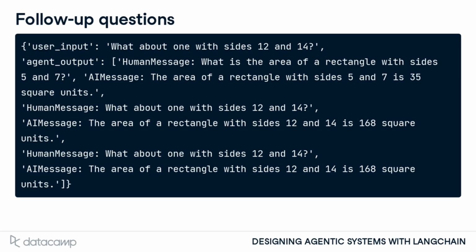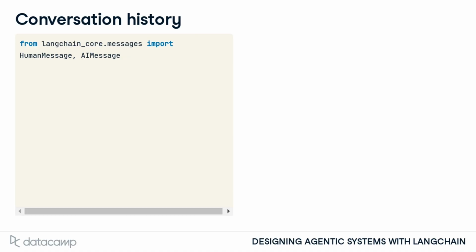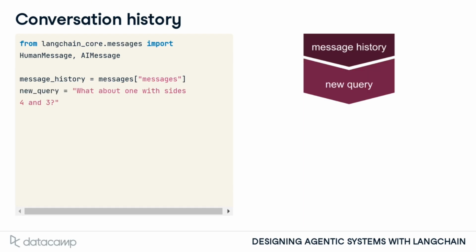To set up our conversation history, we'll import the human message and AI message modules from LangChain's core messages module. Then we'll set up a variable called message history that will store all of our messages. Next, we'll define a new query that will ask a new question without providing any additional contextual information. Here, we want to know the area of a new rectangle with different dimensions.